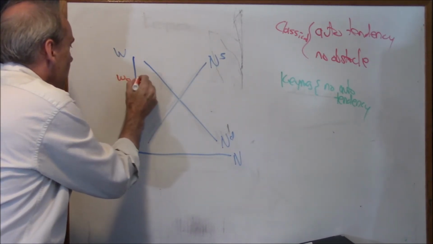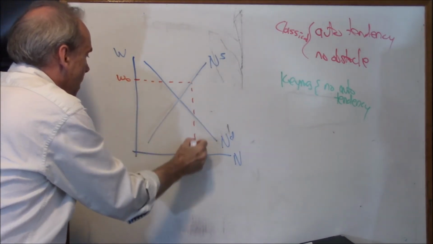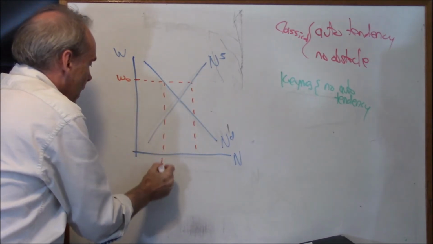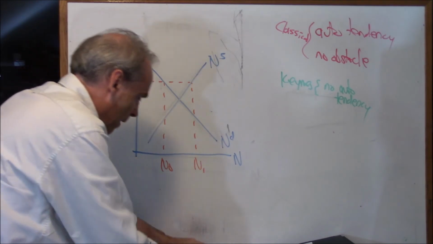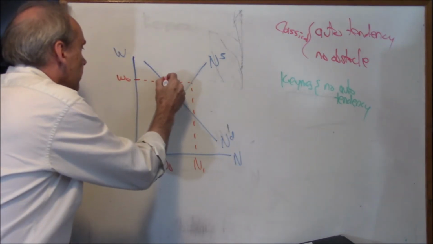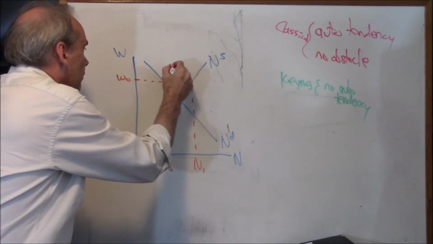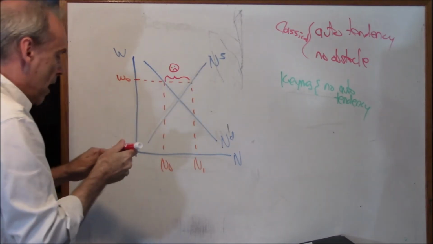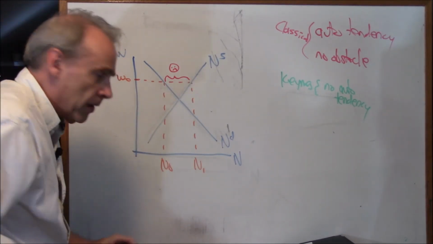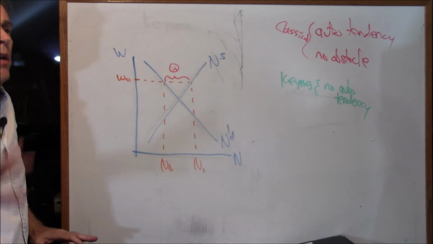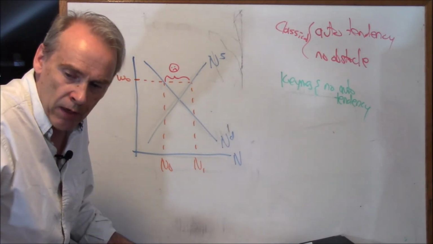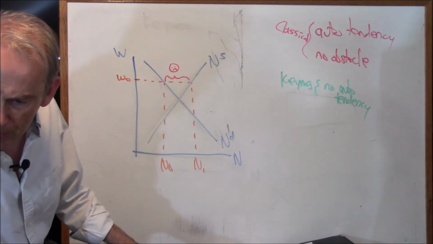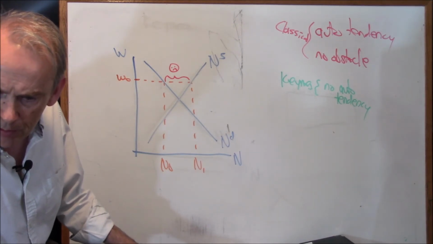W sub 0. N sub 0, N sub 1. Here's our really sad people. Because they don't have jobs and they want to work at W sub 0. All right, this is what the interpreters of Keynes thought he was saying, and I'm going to give you a couple of things here in a minute to highlight why they might have thought that. Ooh, did I put it in this too?